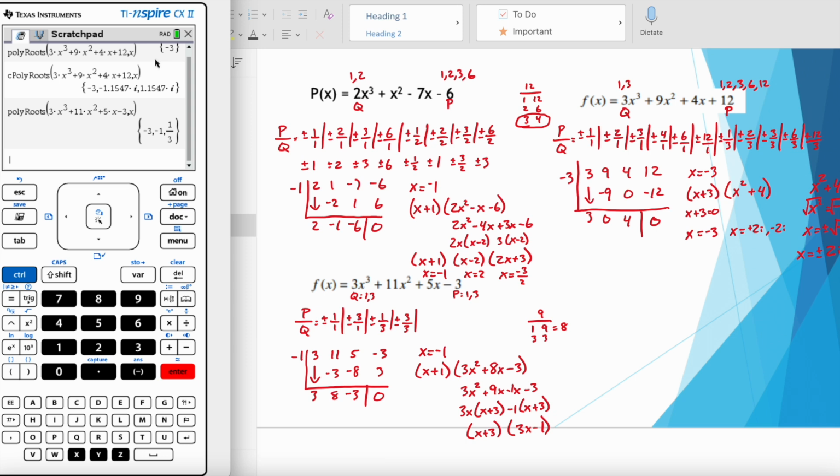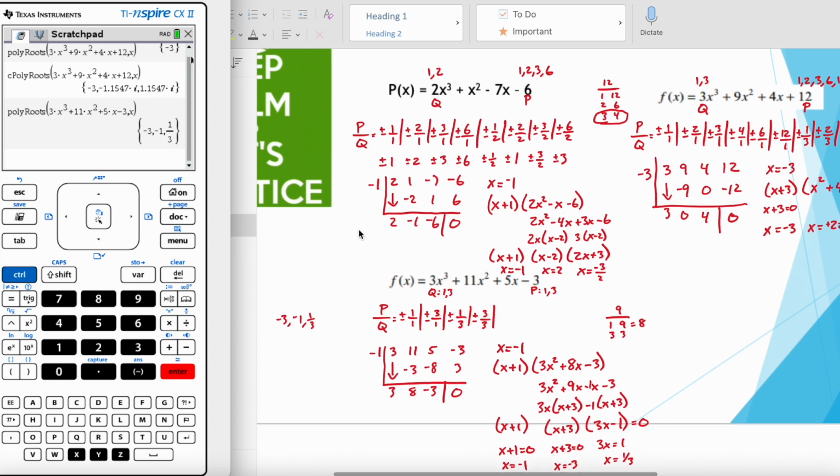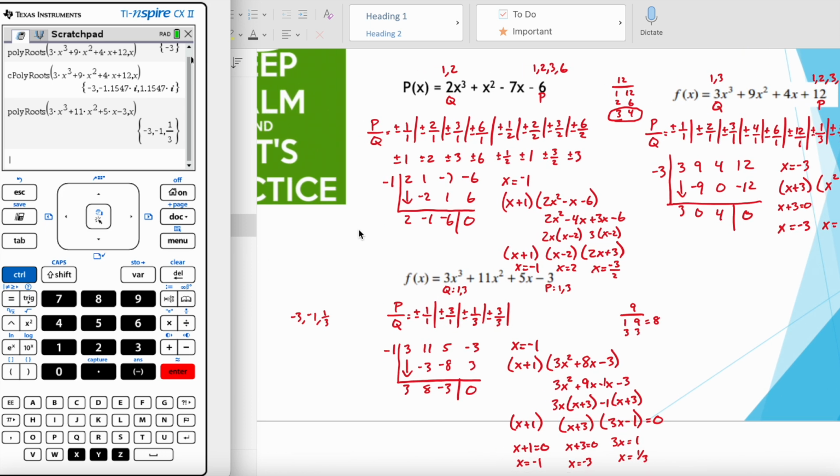3x would be equal to 1, which means x is equal to 1 over 3. Once we've done that, notice we can confirm with the answers that we had previously written down: -3, -1, and 1/3. Our answers do match up, and our answers are correct as far as the solutions for this problem. We can double check that we have the correct number of answers. Our degree here is 3, which means we would have 3 answers.